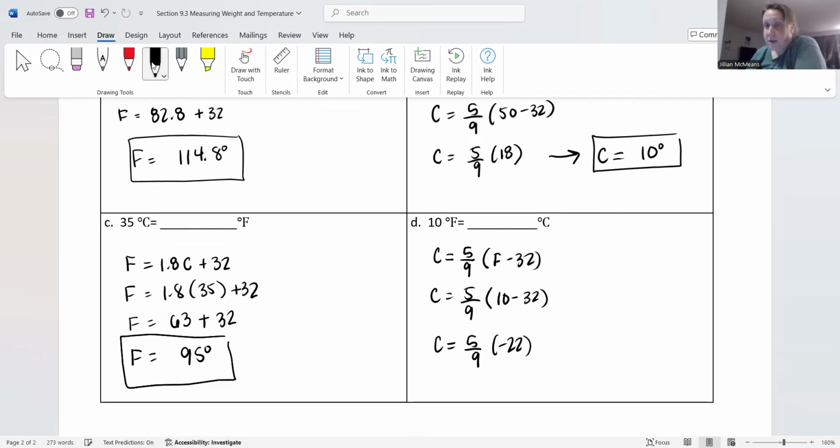And then 5/9 times negative 22, you can type that into your calculator. You can do the work on paper, whatever you prefer. This one's going to be a little bit nastier. You're going to get a decimal. So I would say use your calculator. Parentheses 5 divided by 9 times parentheses negative 22. And I get negative 12.2 repeating. So I would say Celsius equals negative 12.2 degrees, if we round to one decimal place. And that's it. So a lot of work.